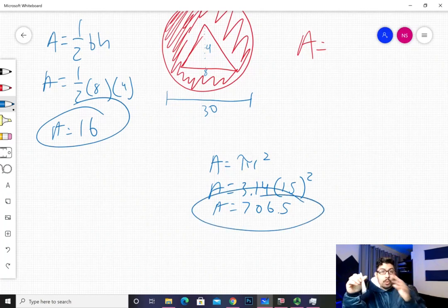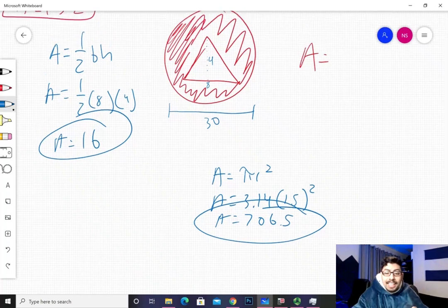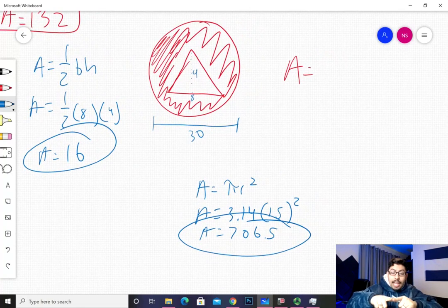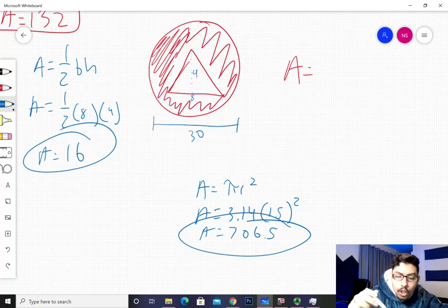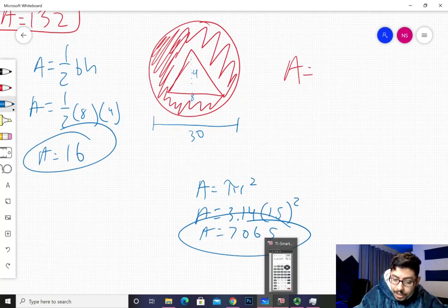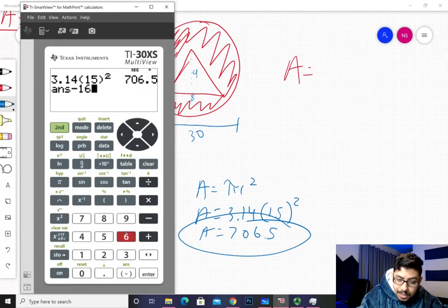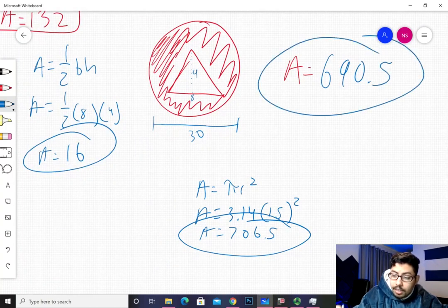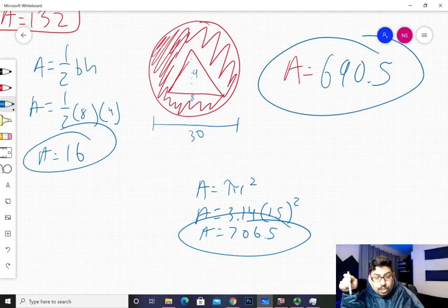But now before you would add it, right? Because it was two combined figures added. But like they said in the word problem, this park has that triangular patio taken out from the park. It's made out of stone, right? So what we need to do here is actually subtract. We need to find the difference. So 706.5 minus my 16 gives me my 690.5, and that would be 690.5, the area of just the shaded portion. Alrighty.